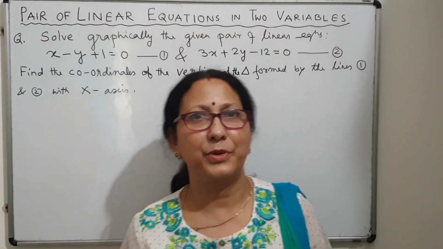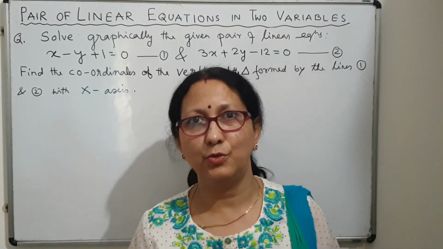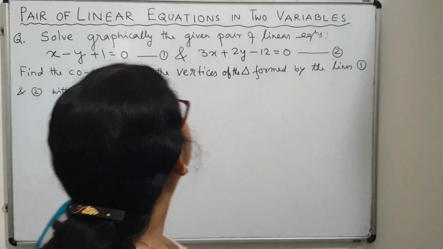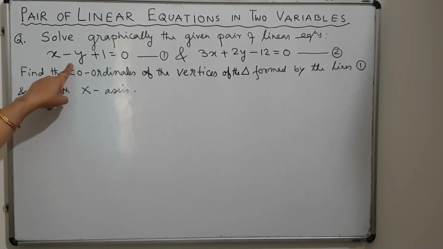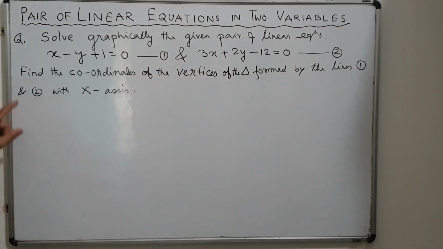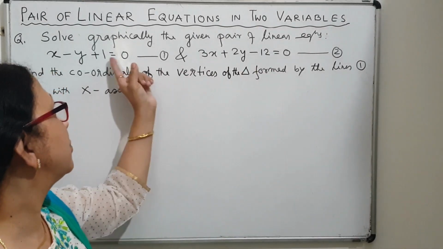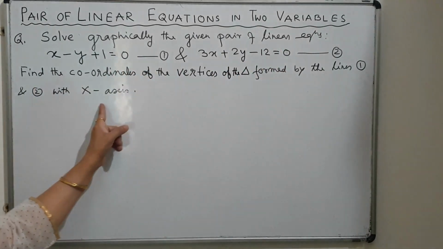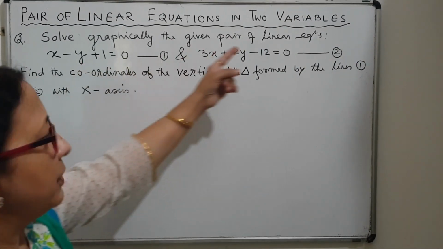Hello, now another question on the graphical method of solving a pair of linear equations in two variables. The question is: solve graphically the given pair of linear equations in two variables, this one and this one. And also you have to find the coordinates of the vertices of the triangle formed by these two lines and the x-axis. So first we have to plot the graphs of the two equations.